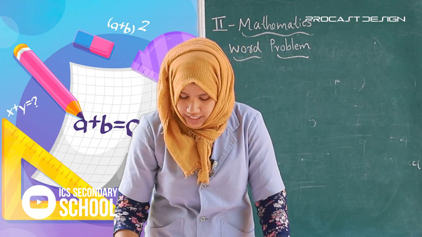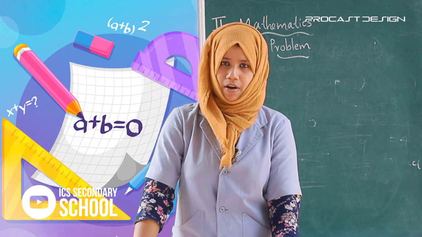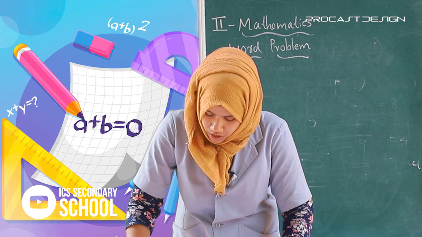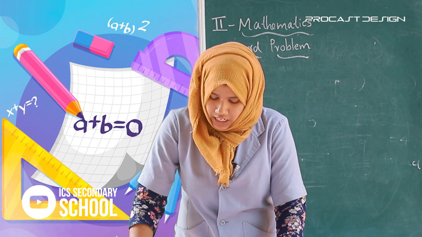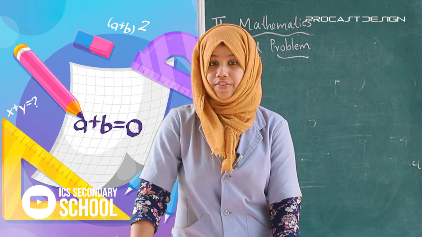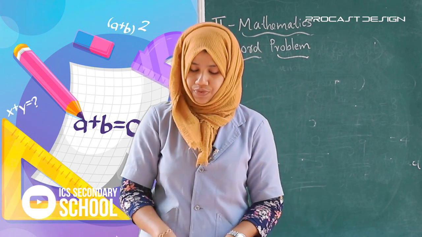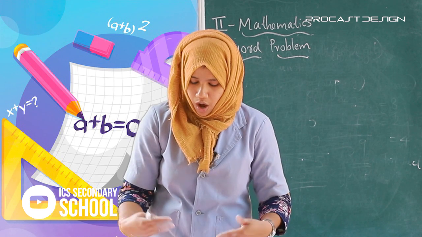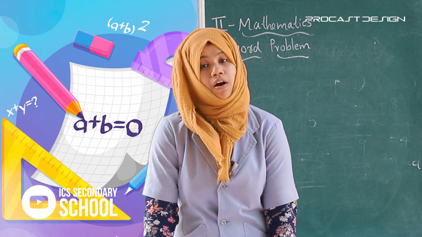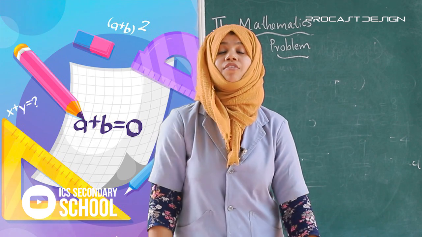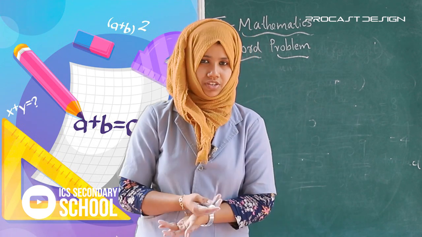There are 169 chocolates in a bowl. Smita gave a chocolate each to 105 students. How many chocolates are left in the bowl? That means you have to find out how many are left.